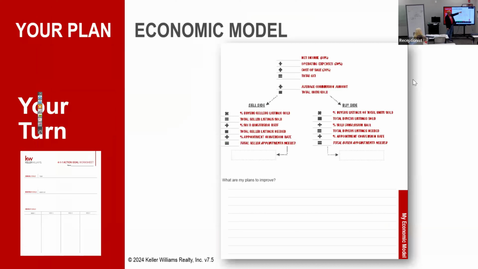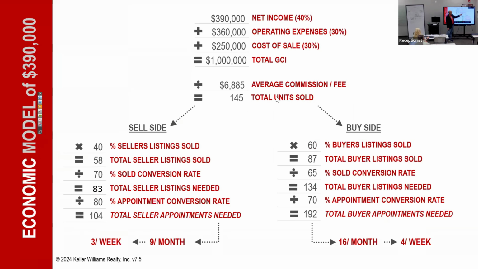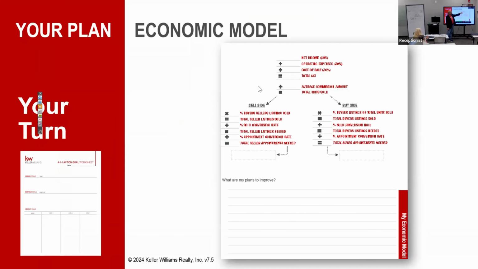So when you write down your number, it could be before taxes or after taxes, you'll know what that is. Then you're gonna divide that by 0.4. That's gonna be your total GCI. Then you're gonna divide that total GCI number by 0.3. Then you're gonna put in your average commission. If you don't know what your average commission is, I would use the 10,000 number. My guess is it'll be slightly higher than that, but it's easy math. And then that'll tell you how many units you need to sell.